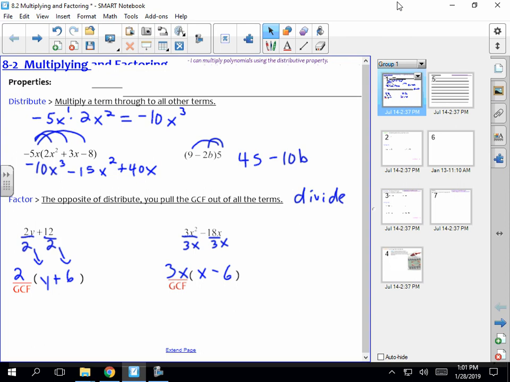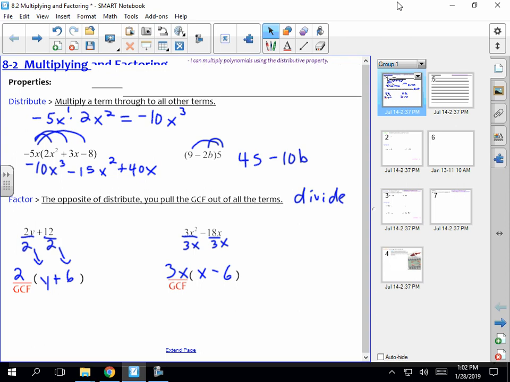So pull out the GCF and then divide each and every term by that GCF. I hope that makes sense. If you need more help on finding the GCF, I can do that as needed by showing you a factor tree. We're going to do several more. I just wanted to show you that distribution and factoring are reverse operations of each other.